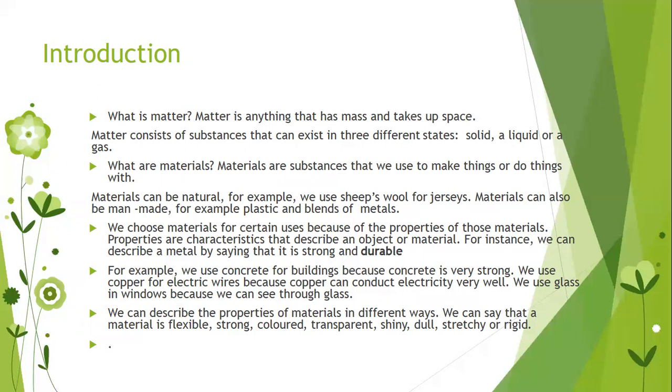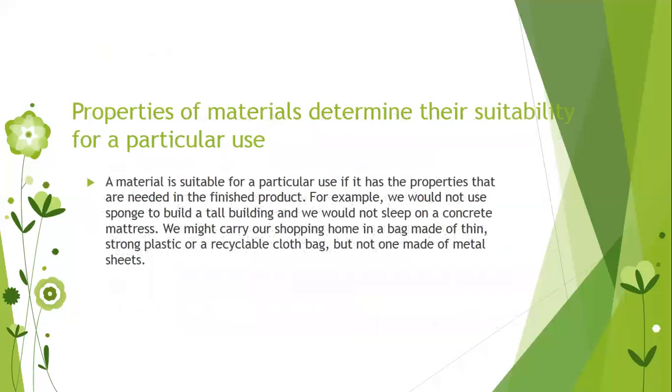Plastic, blends of metals that you use to make different resources or things with. Now, we choose materials for certain uses because of the properties of those materials. For example, a metal, we can say it is strong and durable. Those are the characteristics of a metal. We can describe properties in different ways. We can say they are shiny, they are dull, they are flexible, they are strong, and so on.